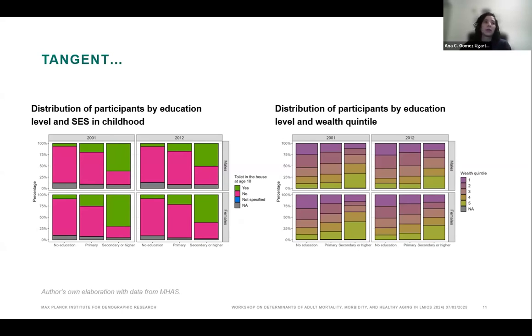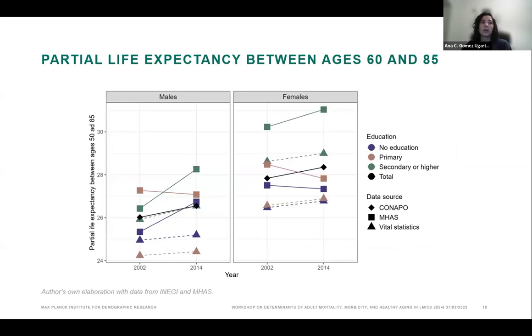Here what you're seeing is a comparison of the 3 education groups and their composition by 2 other socioeconomic status proxy variables. On the left-hand side, you see the availability of a toilet in the household at age 10, and on the right-hand side, wealth. So we have socioeconomic status in childhood and socioeconomic status in older age. What I would like to point out is that the no education and the primary groups both have a high proportion of people who didn't have a toilet in the household, and they have a very similar composition. So we're using these education groups, but they're actually quite heterogeneous inside. This might be an explanation of why, when we look at 2002 in the MHAS, we don't see the patterns that we would expect.